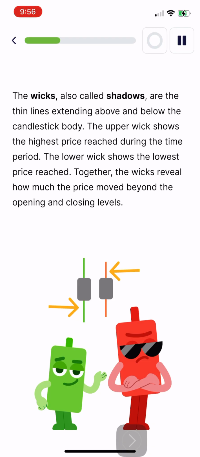The wicks, also called shadows, are the thin lines extending above and below the candlestick body. The upper wick shows the highest price reached during the time period. The lower wick shows the lowest price reached. Together, the wicks reveal how much the price moved beyond the opening and closing levels.